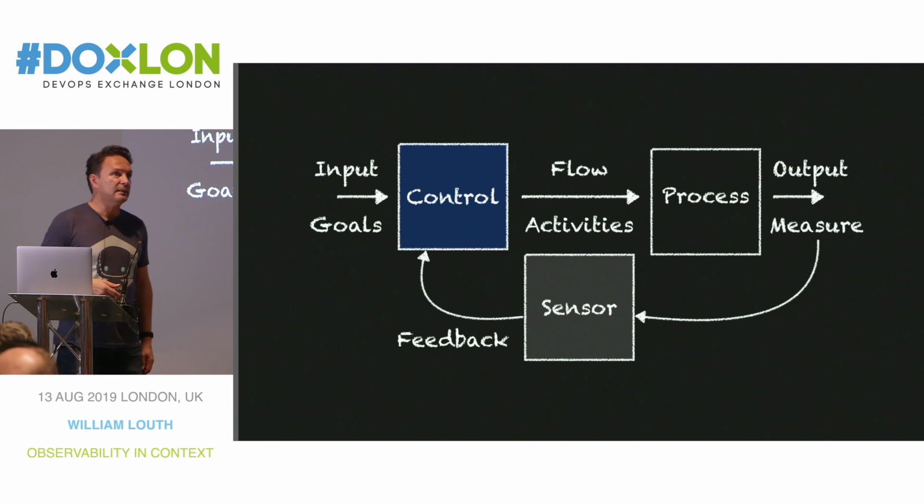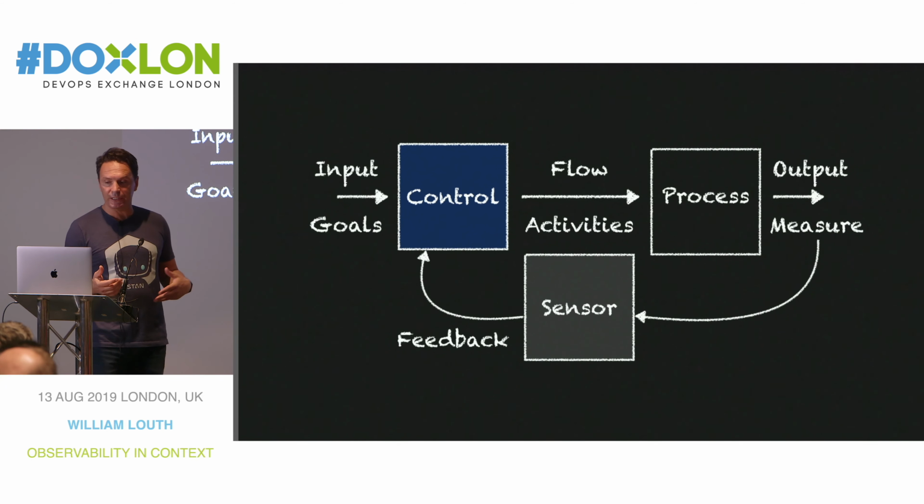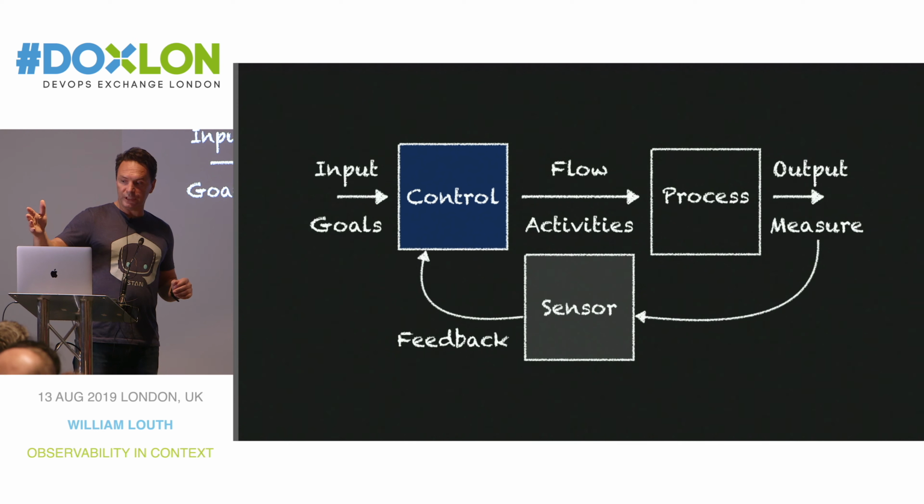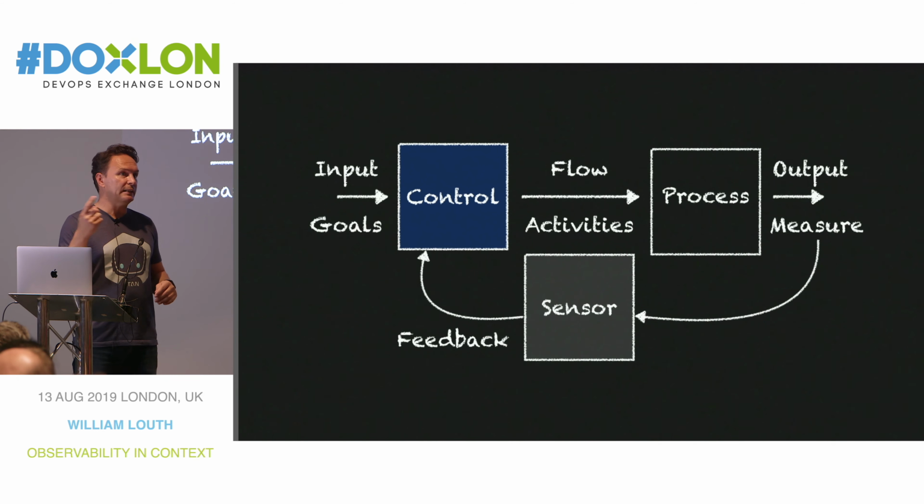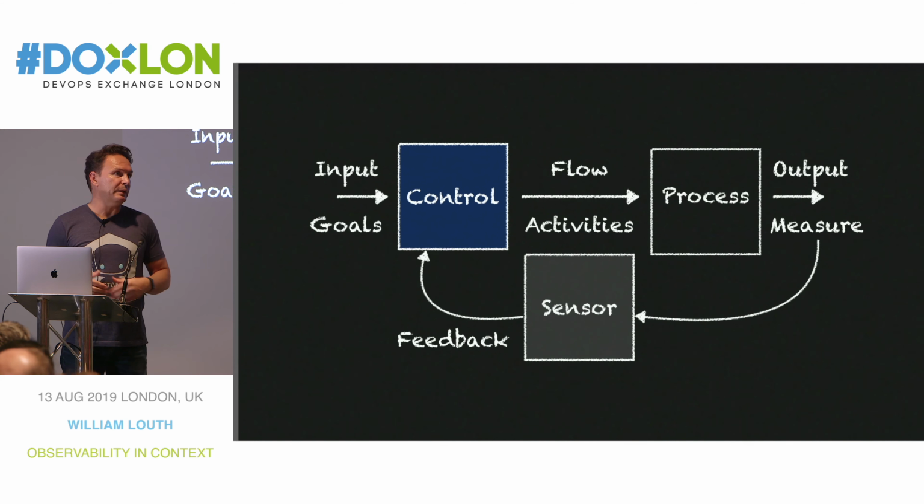We think of cybernetics, we think of system dynamics. In controls theory, we have basically a control system where data flows in, it goes into a process, output, and then there's a sensor and there are feedback loops between that. And that regulates the controller. That's what observability needs to do.